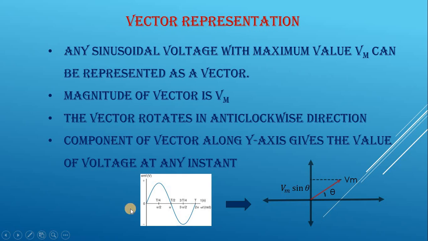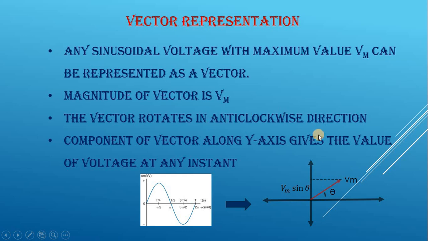Vector representation of a sine wave. The generated voltage is a sine wave. This can be represented as a rotating vector. Based on mathematical principles, any sinusoidal voltage with maximum value Vm can be represented as a vector. This red line indicates the vector, and the magnitude of the vector is equal to the maximum value, Vm.